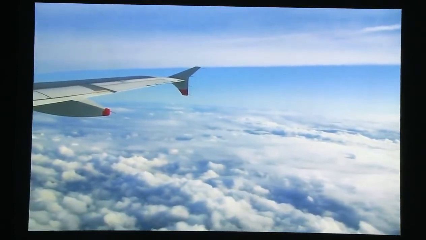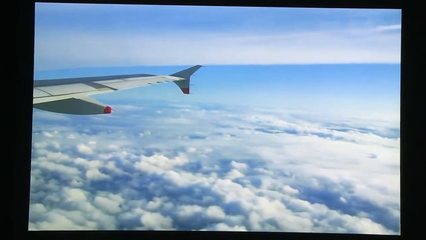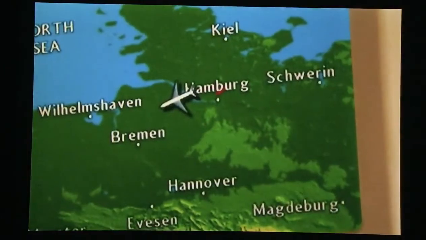Overhead locker under the seats in front of you. Please ensure your seatbelt is fastened, your table is folded away, and your seatbelt is on.